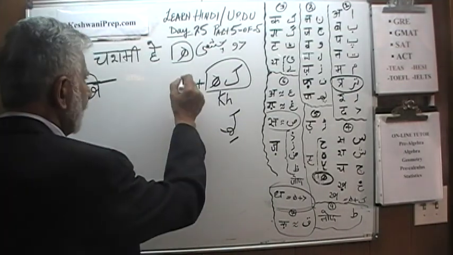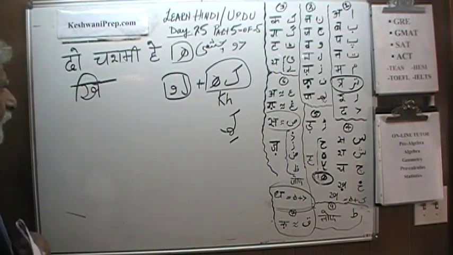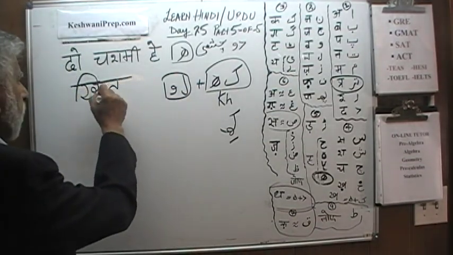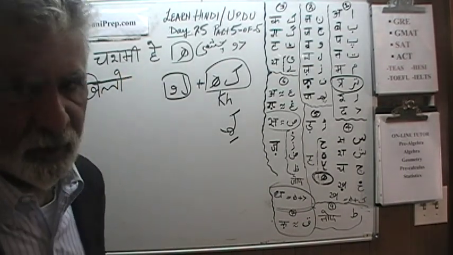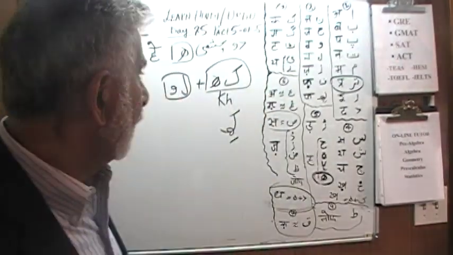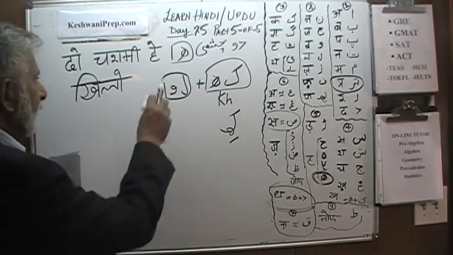So here's your lam and a wow. That makes a lo. All of that makes a lo. And if you leave it like this, it's a lo. That's a choti o ki matra. This word requires badi o ki matra. It's a longer o sound. Ki, lo.